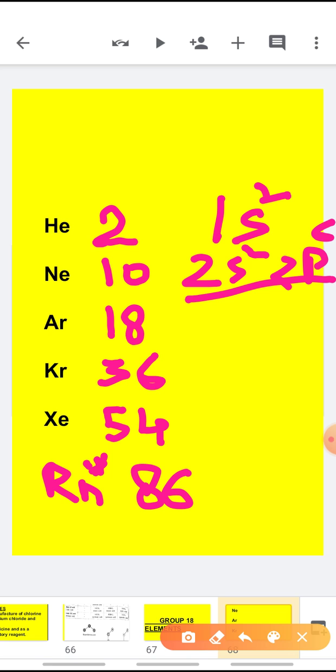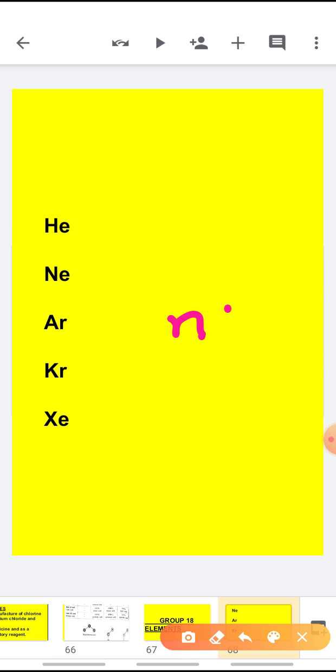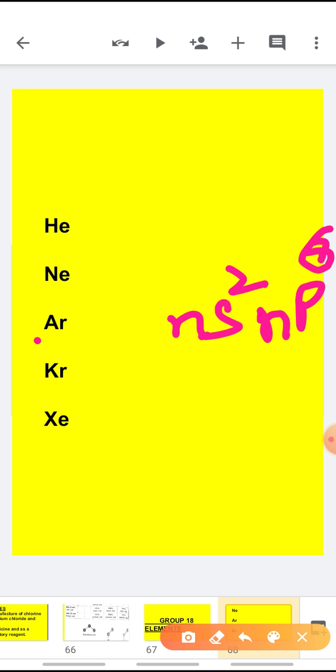Similarly, for argon also, it is ns2 np6. So for argon, the value of n is 3. For krypton, it is 4. For xenon, it is 5. But you all can see that the atom is having a completely filled electronic configuration. So, many of the properties, including the existence in the gaseous state and their inertness, are attributed to the closed shell structures.